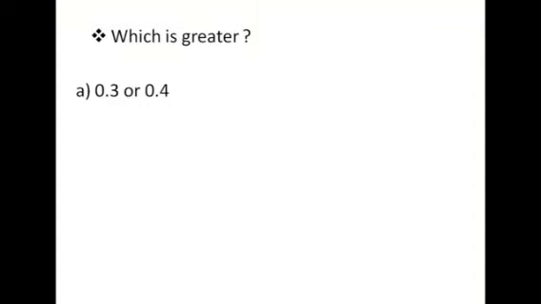Now work out this sum. Which is greater, 0.3 or 0.4? As we have discussed, you have to compare first the whole part. In the whole part you can see both the decimals are having 0. Next you have to compare the tenths place. So here it is 3 and here it is 4. So 4 is greater than 3. So 0.4 is greater than 0.3. Yes?